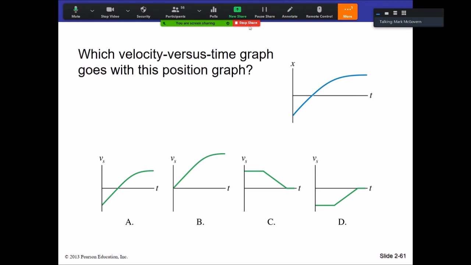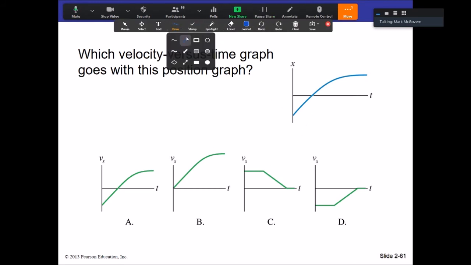We do have a constant speed here. It's a little bit hard to tell, but this is straight initially. This is straight. And then it starts to curve, but that curve means we're slowing down. And only C is telling us that. Positive speed, then we gradually slow down.